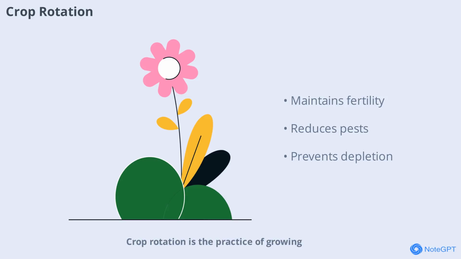Crop rotation is the practice of growing different crops in succession on the same land. This method helps maintain soil fertility, reduces pest and disease buildup, and prevents nutrient depletion. It's a simple yet effective way to keep soils healthy and productive.